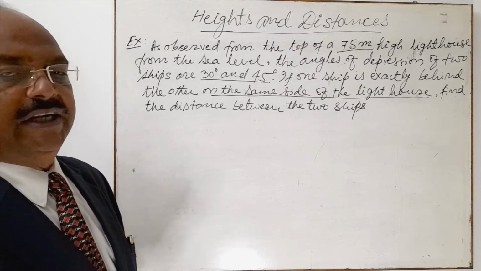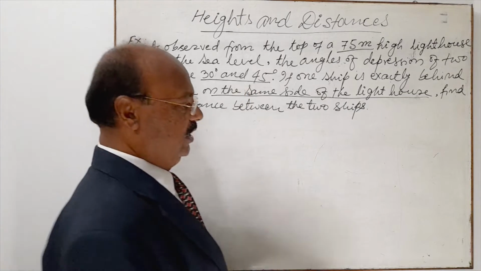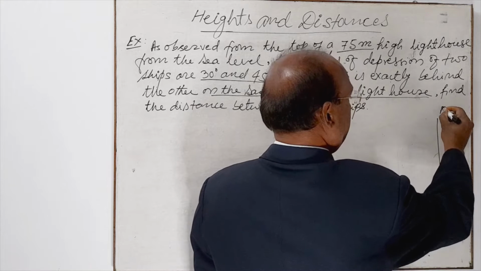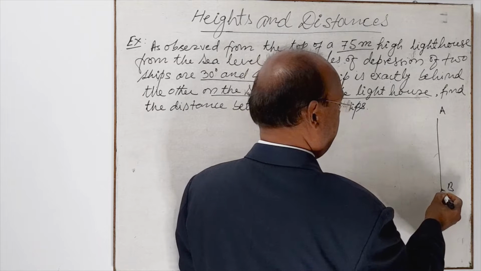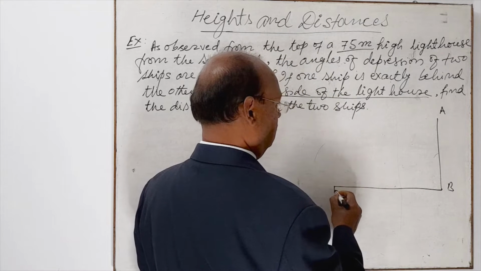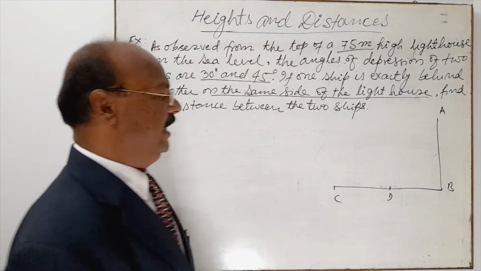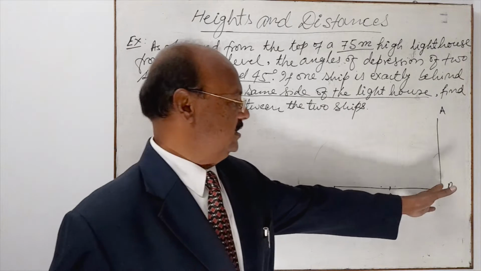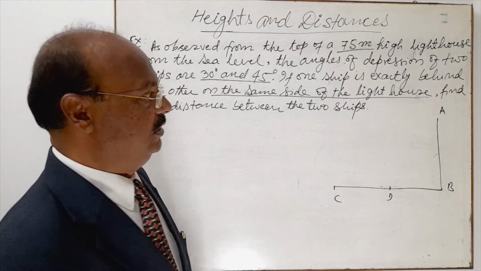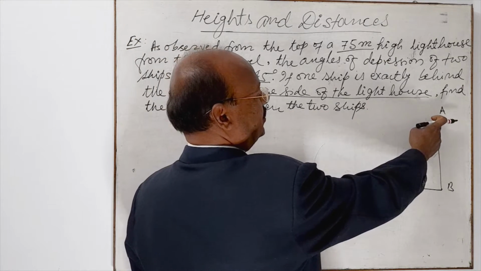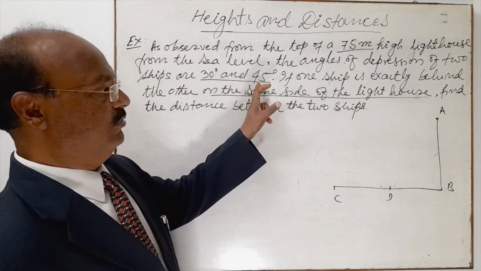So first of all, we'll make a diagram, then it will be easier to understand this question. Suppose here AB is a lighthouse and C and D are two ships. C and D are two ships on the same side of the lighthouse, and angle of depression from this top of the lighthouse, means from point A, angle of depressions are 30 degree and 45 degree.